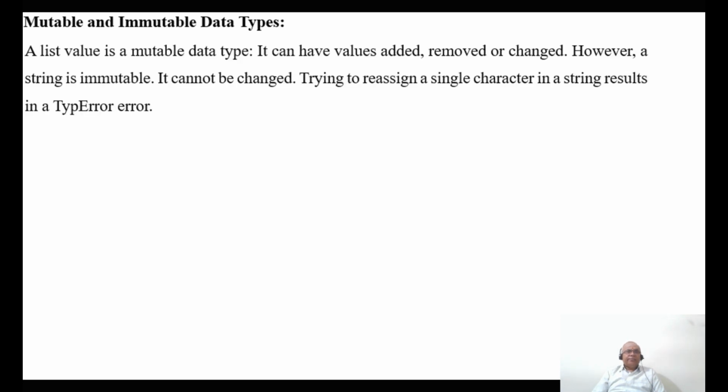In this session, we are going to take up one more concept, that is mutable and immutable data types. A list value is a mutable data type. That means it can have values added, removed, or changed. However, a string is immutable. That is, it cannot be changed. Trying to reassign a single character in a string results in a type error.